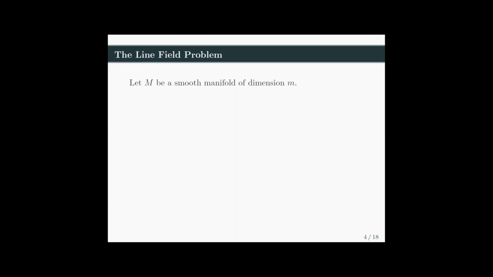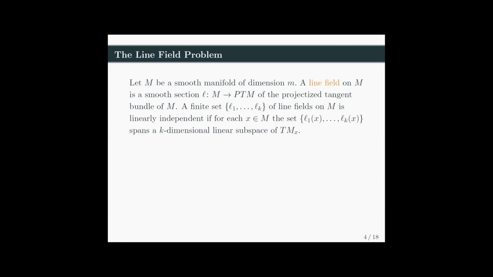I'm not really interested in vector fields, though. I'm interested more in line fields. If you have a smooth manifold, a line field is now a smooth section of the projectivized tangent bundle. And if you have k line fields on M, we say that they're linearly independent if, at each point on the manifold, the k tangent lines at that point span a k-dimensional linear subspace of the tangent space at that point. That's what I mean by linearly independent.